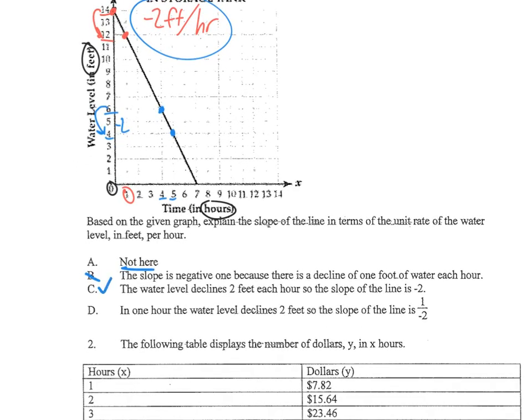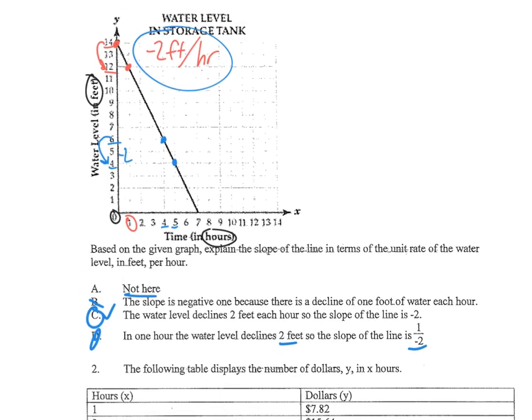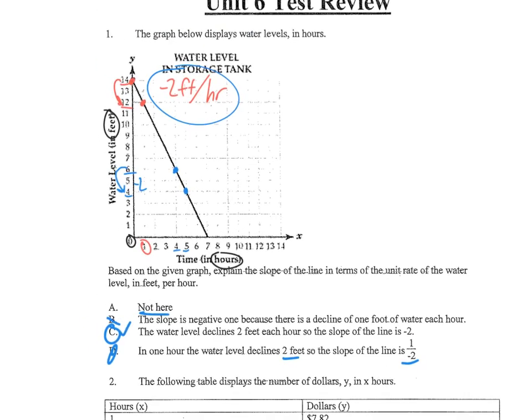I'm going to put a check by that because I want to double check D just in case. D says in 1 hour, the water level declines 2 feet, so the slope of the line is -1/2. Well, that doesn't make sense. It wouldn't be 2 feet and then all of a sudden -1/2. So our answer is definitely going to be C on this one. Like I said, just by reading the graph.